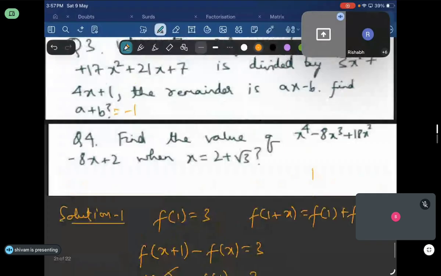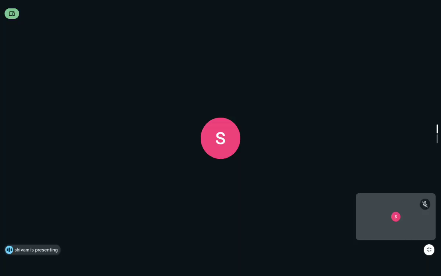I don't think so. We can factorize 3x square plus 4x plus 1. Can we factorize? Yes, sir, we can. So we can factorize it as 3x plus x, right? Okay.